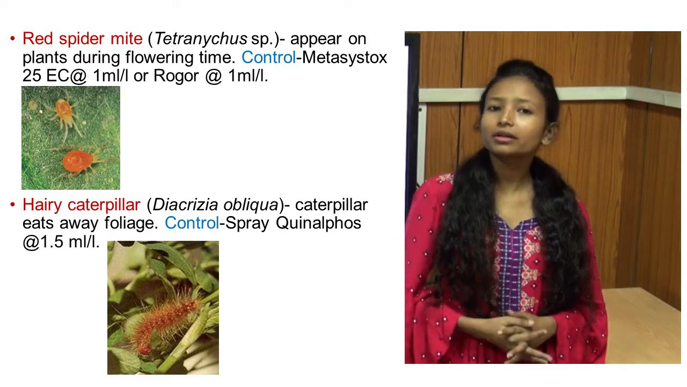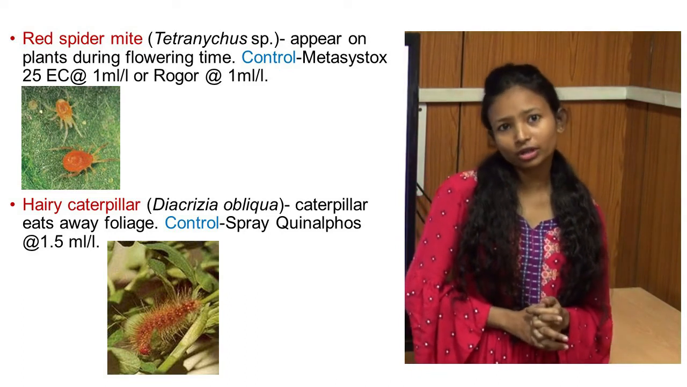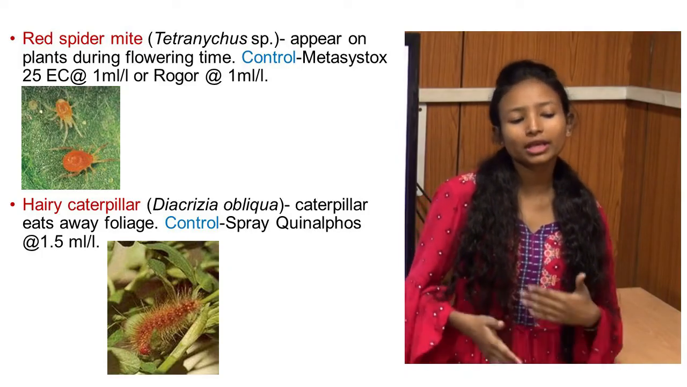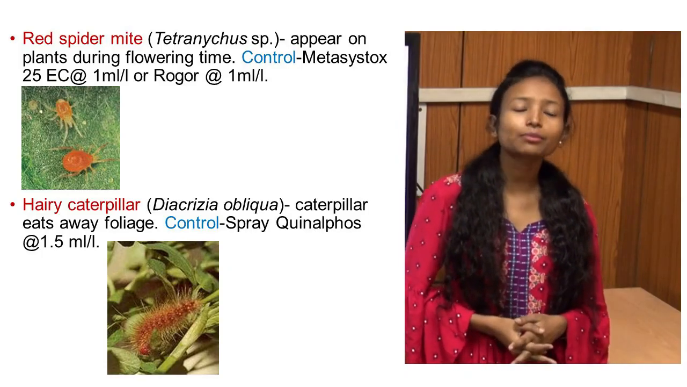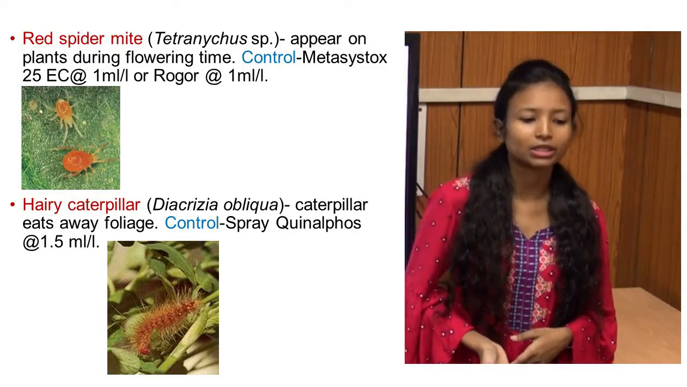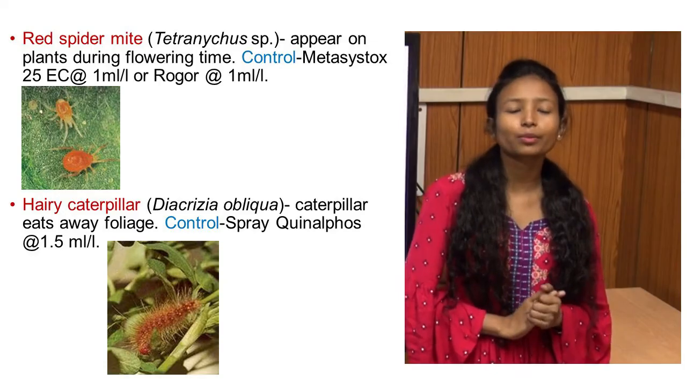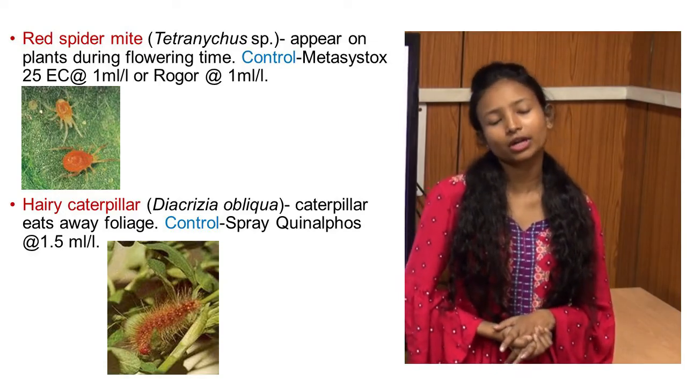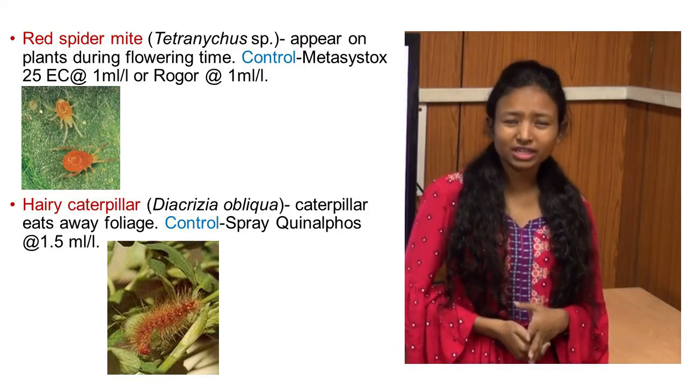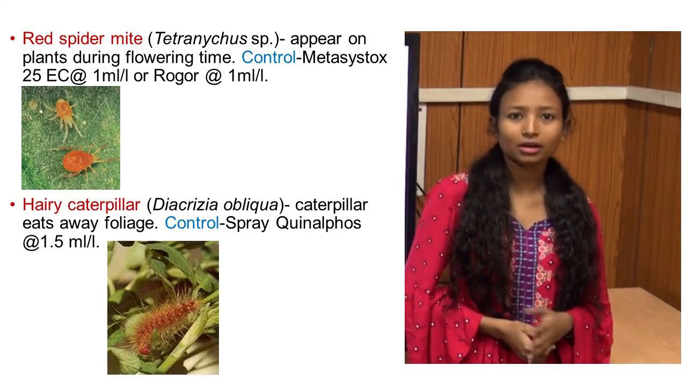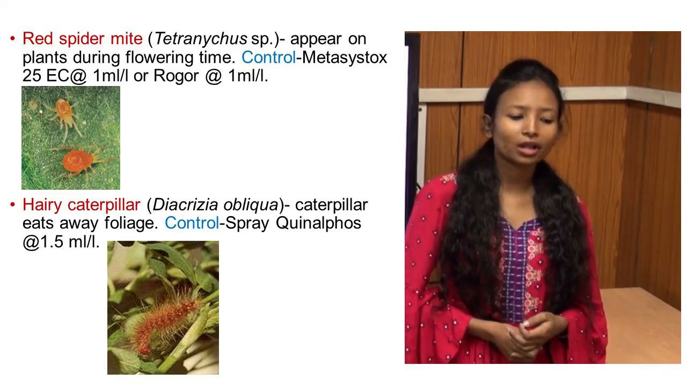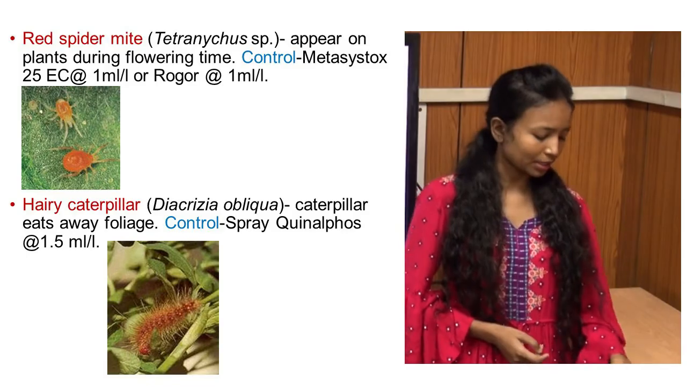Okay, red spider mite and hairy caterpillar are 2 important pests which infest the marigold heavily. Red spider mites mainly appear during flowering time, and they suck the sap from flowers, thereby affecting their quality, and they can be controlled by spraying Rogor at the rate of 1 ml per liter. Hairy caterpillar mainly feeds on the foliage, and it affects the growth of the plant, and it can be controlled by spraying quinalphos at the rate of 1.5 ml per liter.